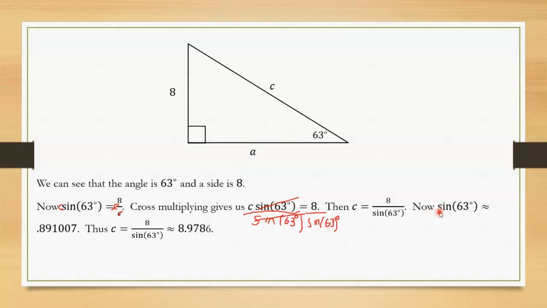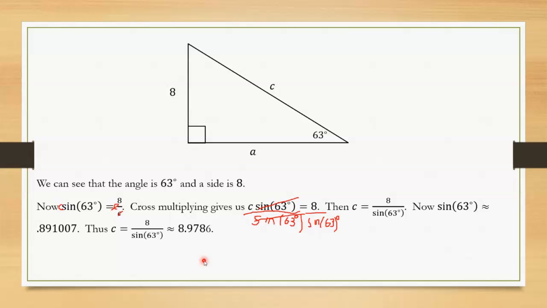And as before, sine of 63 degrees is equal to about this. I rounded a bit, of course. So if we do 8 divided by this, we're going to get 8.9786. I know it's a little hard to see, but this digit is 6. So that's what C is.